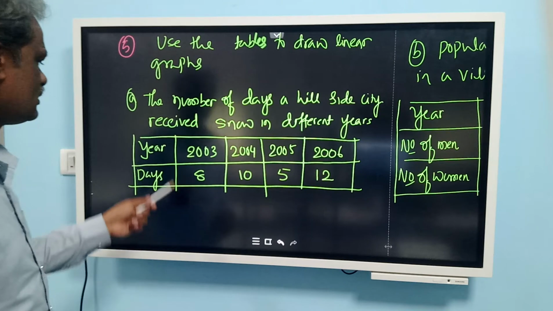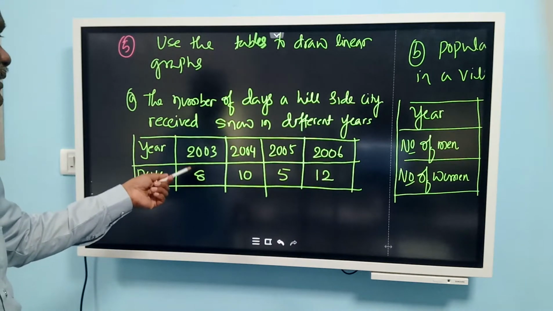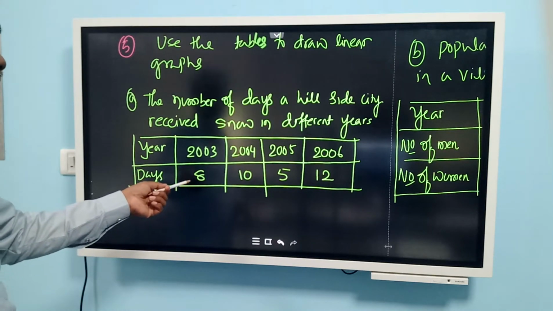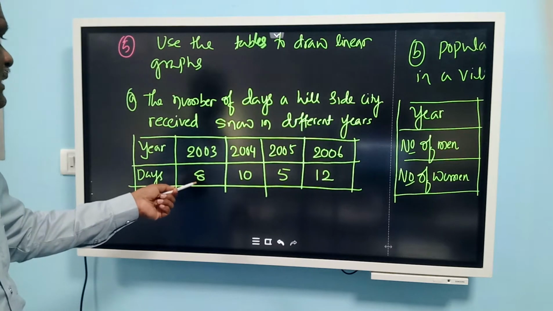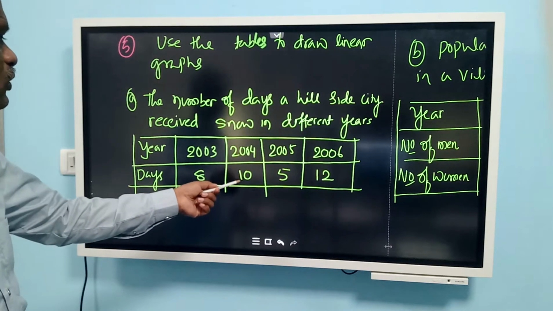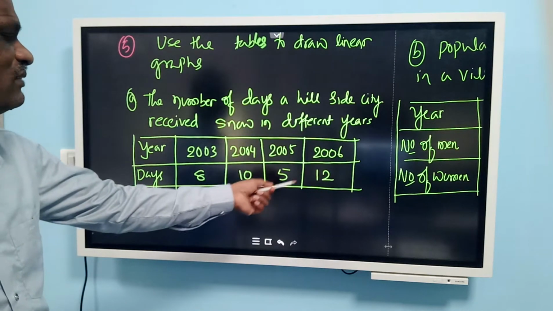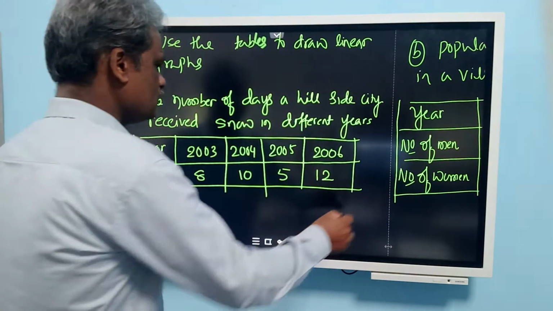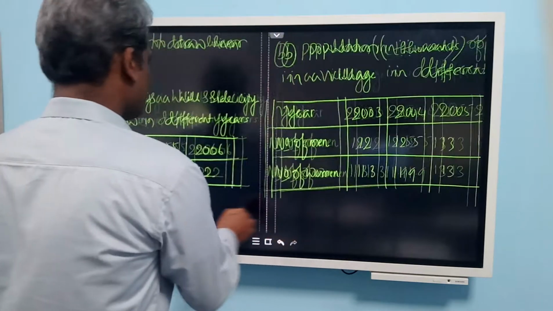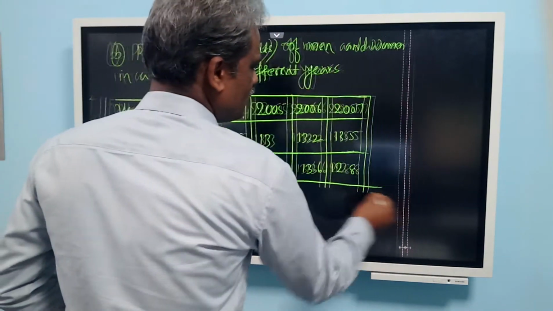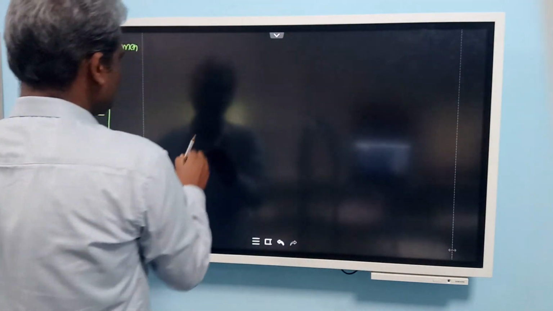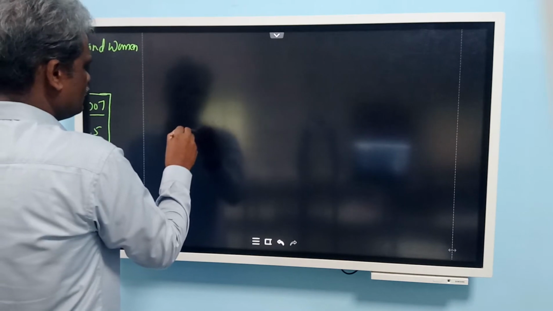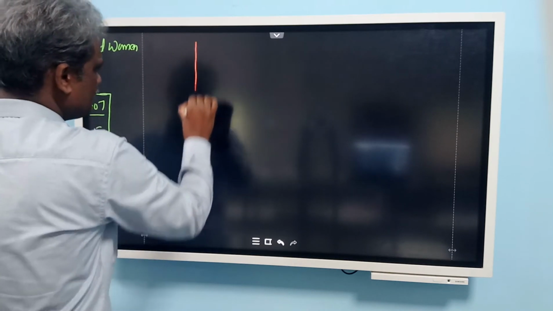Look at this. How many days was the snowfall there? So you can see here 8 days, in 2004 10 days, in 2005 it is 5 days, and 2006 it is 12 days. So now you have to show it in the graph. So now we can draw a horizontal line and also a vertical line. So let me use this.